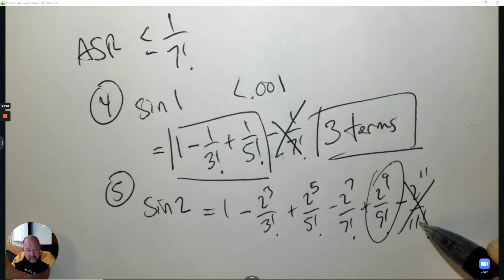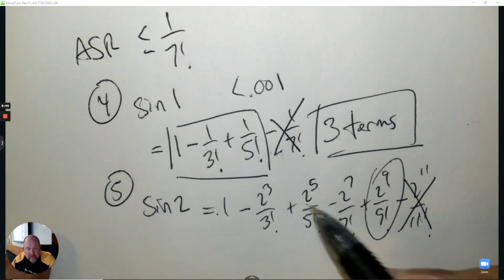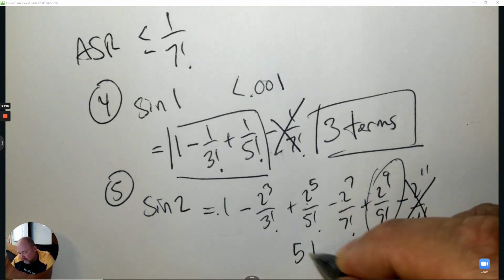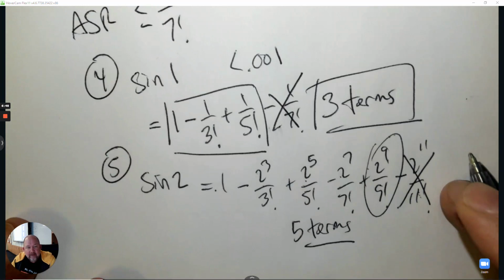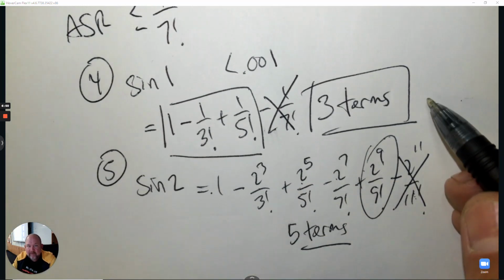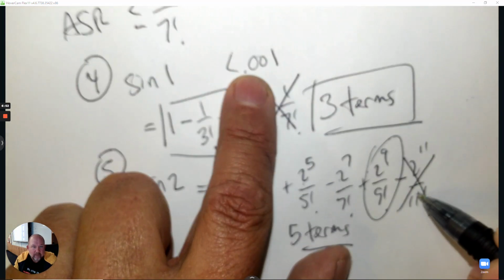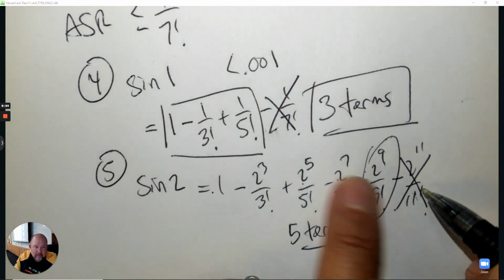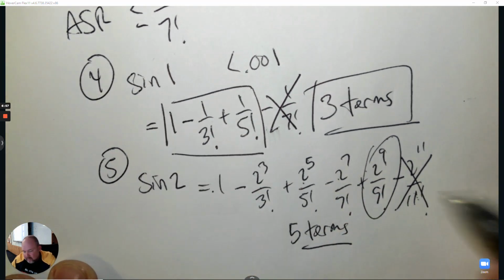This one is smaller. So how many terms did I get? 1, 2, 3, 4, 5. So this one's 5 terms. And again, I keep going, and as soon as that number is smaller than 0.001, that tells me how many terms to use. All right, number 6.